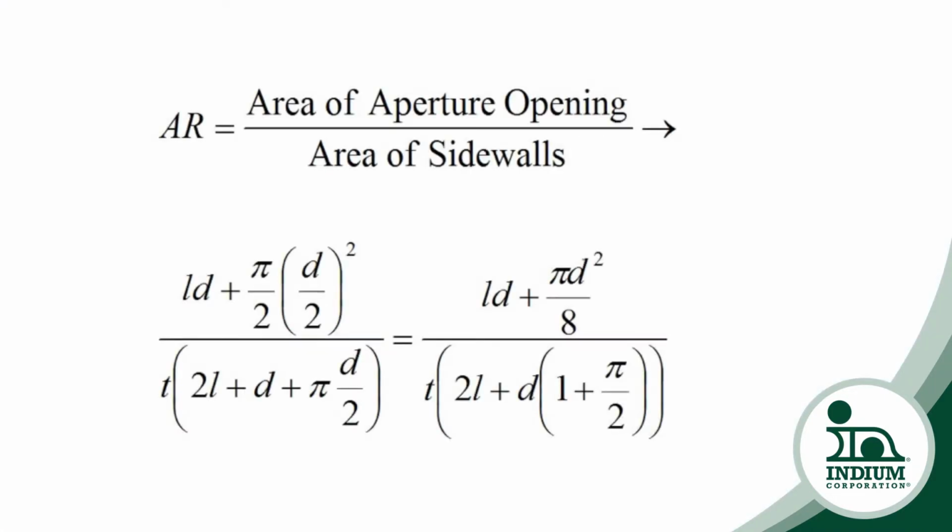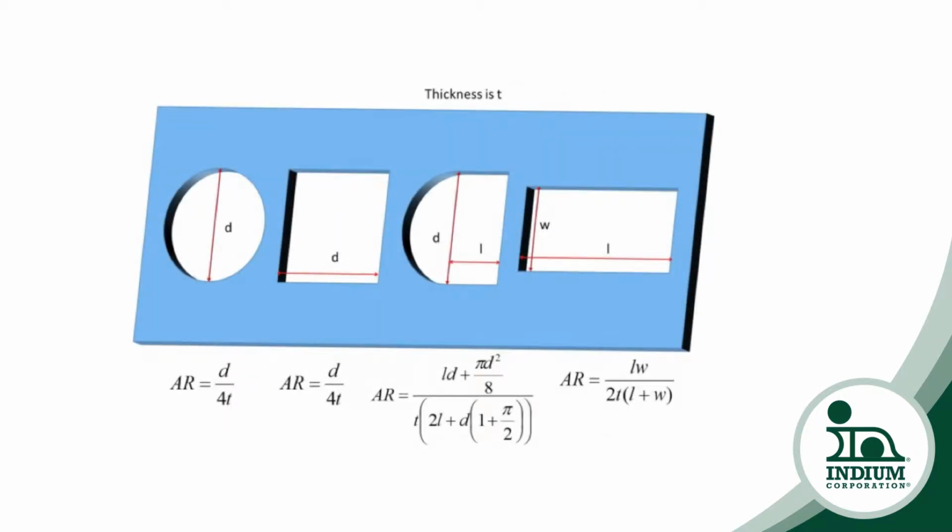Yeah, I did that. Well, you know, Phil, the area ratio is the area of the opening over the area of the sidewalls. Right. And so I went back to my 10th grade geometry, and it's a little complex, but I was able to develop a formula, which itself is a little complex.